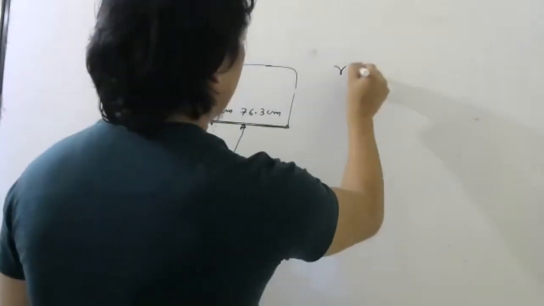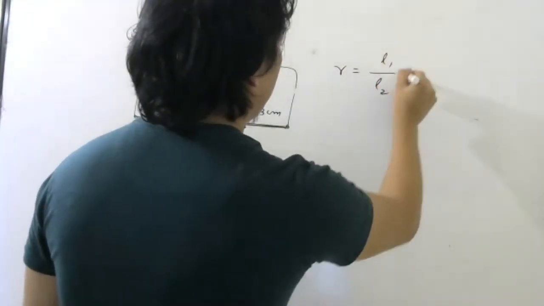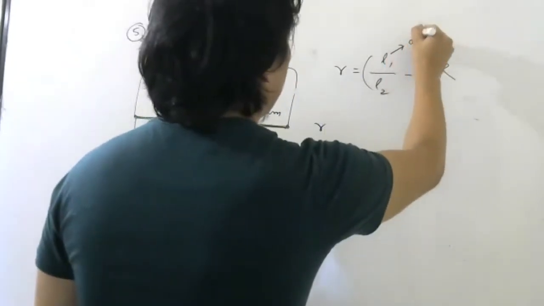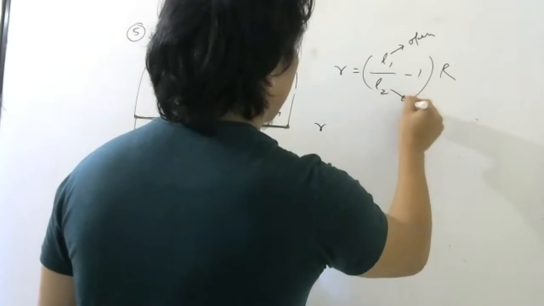So what is the formula for internal resistance? (L1/L2 − 1) times capital R. This is with open circuit. This is with closed circuit.